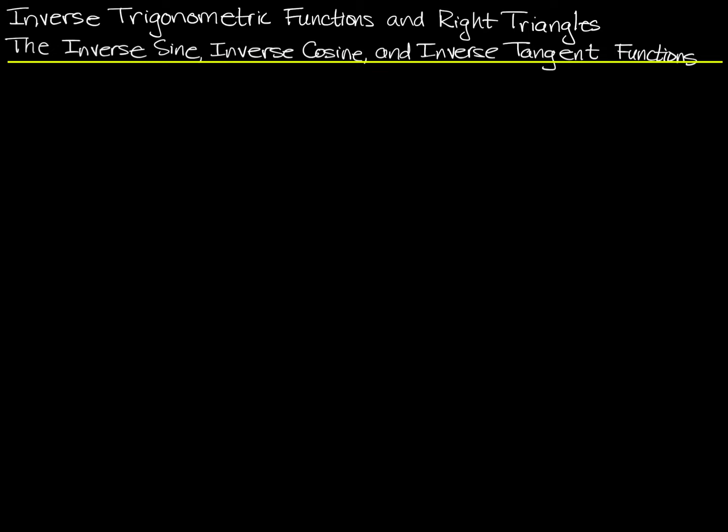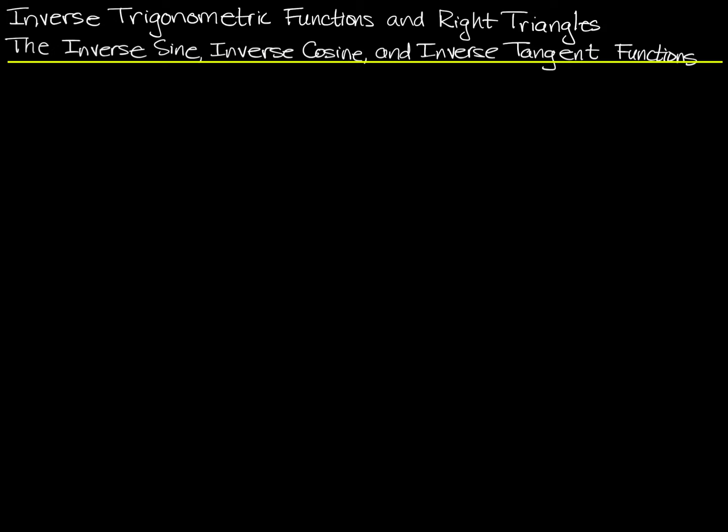But we had to restrict the domain because the graph of y equals the sine of x failed the horizontal line test, which means that the graph of the inverse sine, if we hadn't restricted the domain, would have failed the vertical line test and it wouldn't have been a function. So in this video, we're going to be looking at the inverse sine, cosine, and tangent functions again, but this time we're going to be doing that from a more algebraic perspective.